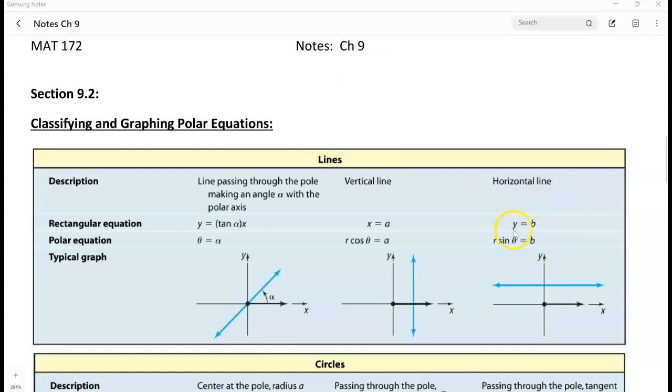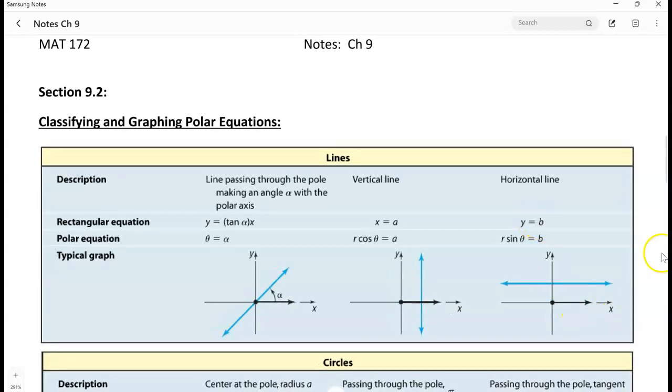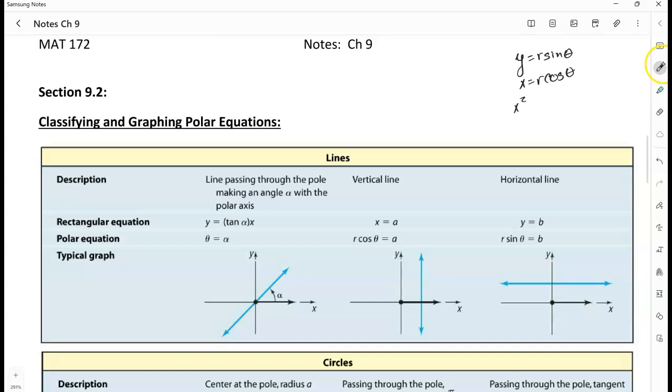A horizontal line is always in the form y equals b, where b is some kind of constant. And remember, when we're thinking about making this a polar equation, we're going to think about all of the substitutions we could use. We know y is equal to r sine of theta, x is equal to r cosine of theta, x squared plus y squared is equal to r squared, and tangent of theta is equal to y over x.